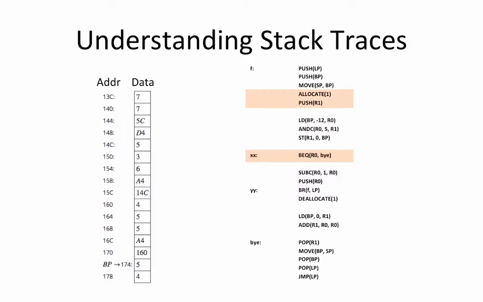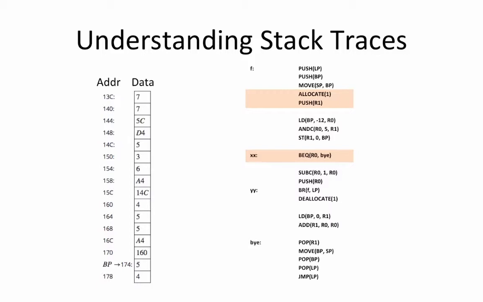And then push R1, which saves a copy of R1 on the stack, thus moving the stack pointer register one further location down to 0x17C. We now want to answer some questions about the stack trace itself to help us better understand its structure.